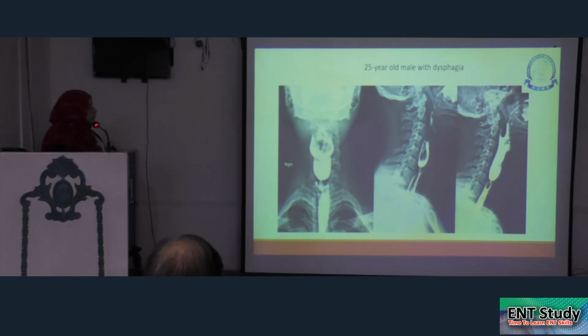This is a case of a 25-year-old male with dysphagia. They show there is a radiolucent ring in the lower hypopharynx at the level of C5, C6 with a proximal dilatation and a hold-up of the contrast. This is another case of the esophageal web which is causing partial obstruction. When it is causing dysphagia, the management is required, otherwise they usually are asymptomatic and found incidentally.